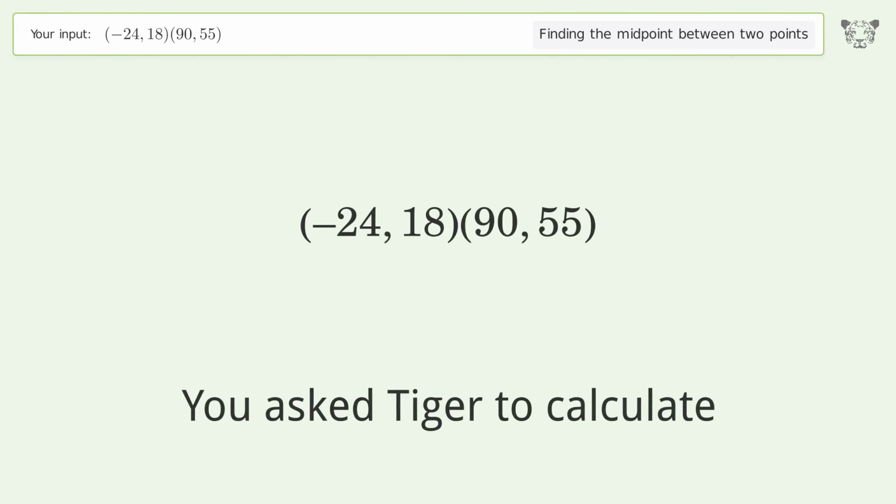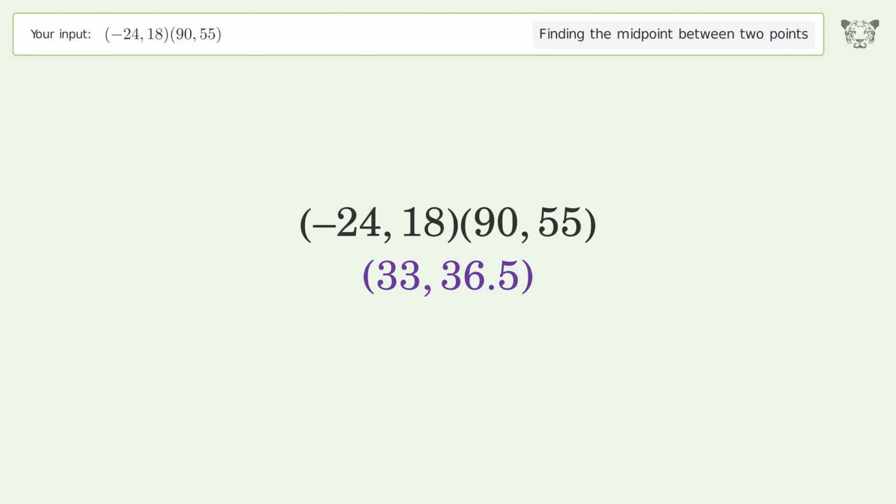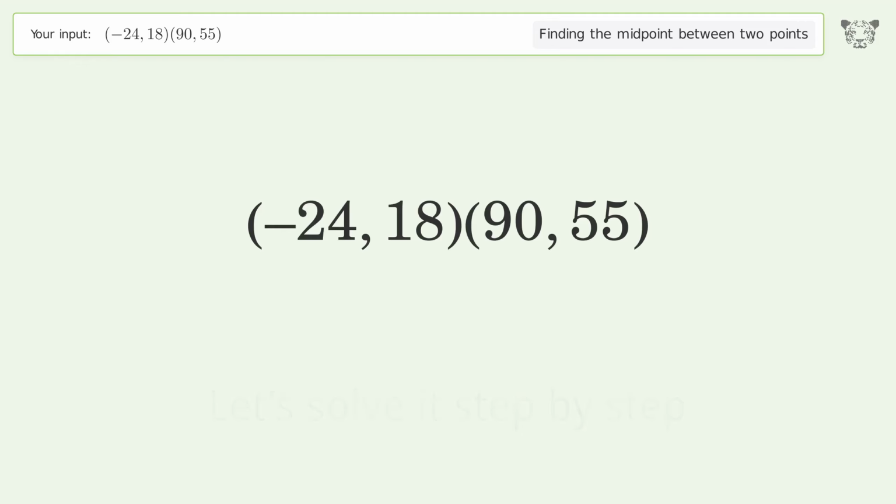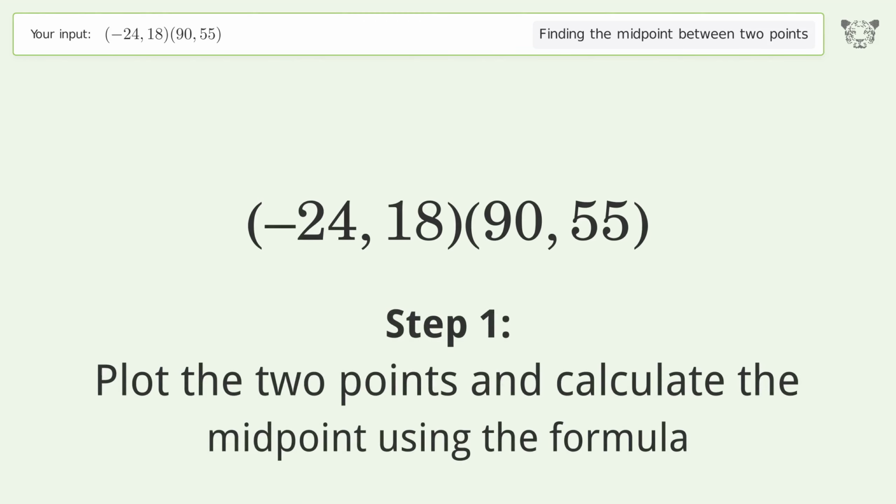You ask Tiger to calculate. This deals with finding the midpoint between 2 points. The midpoint between the 2 points is 33, 36.5. Let's solve it step by step. Plot the 2 points and calculate the midpoint using the formula.